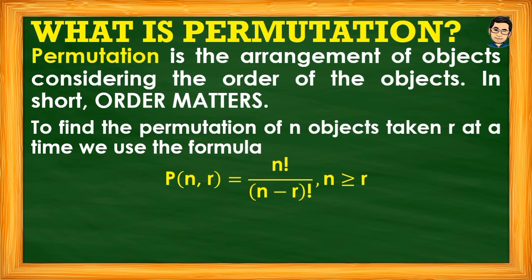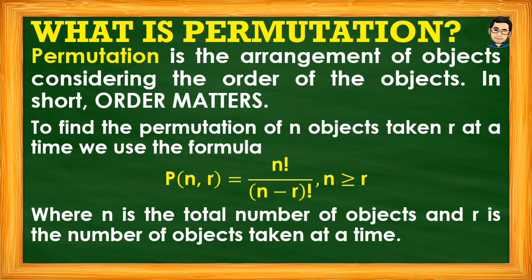So ano nga ba ang ibig sabihin ng n tsaka r dyan? So n is the total number of objects, yung kabuuang bilang ng mga bagay na ina-arrange. And then r is the number of objects taken at a time. So kung meron tayong total number of objects, kumukuha lang tayo ng iilan. So yun yung tinatawag nating taken r at a time. Okay, so maaaring kunin natin lahat yon, maaaring isa lang, dalawa, depende po.